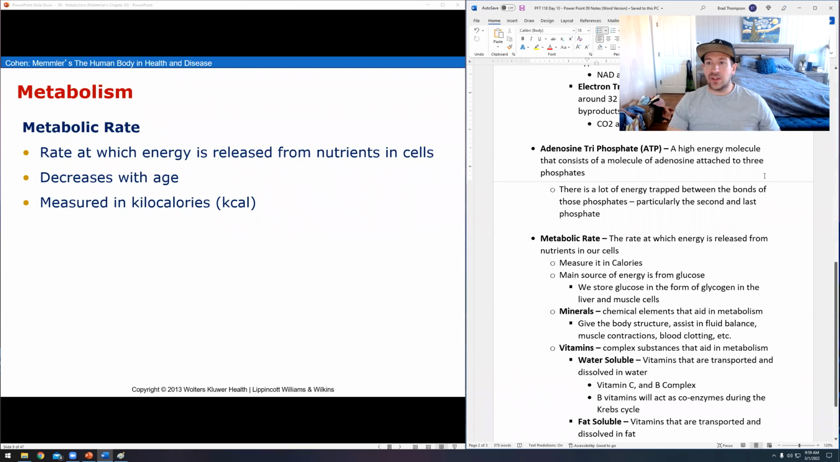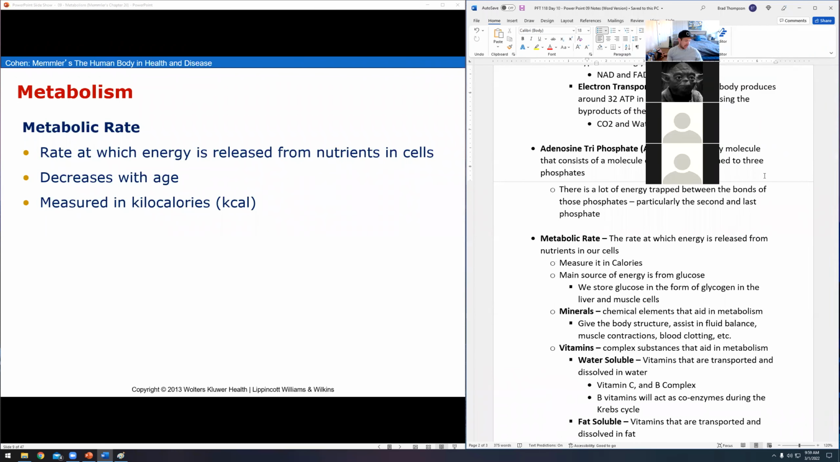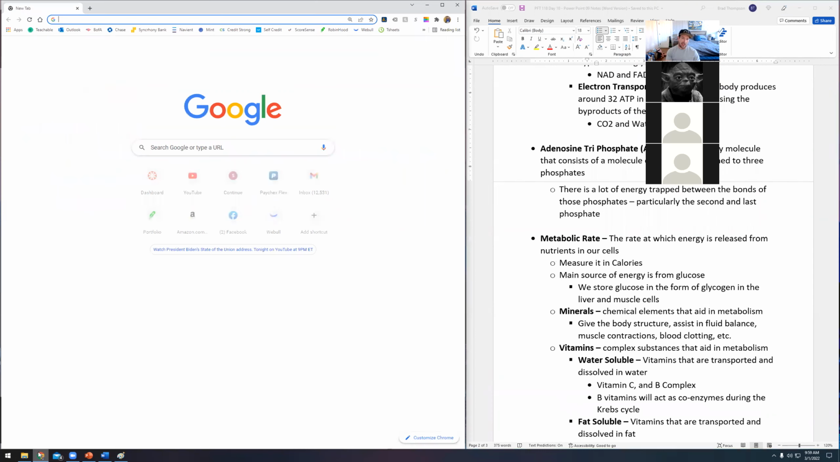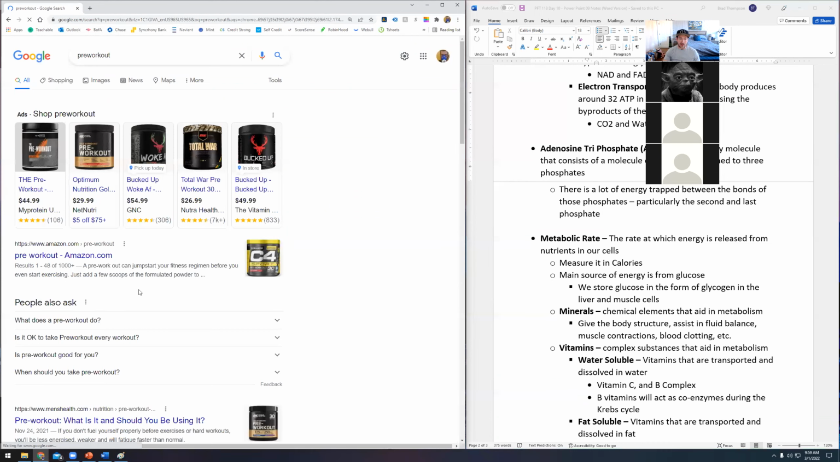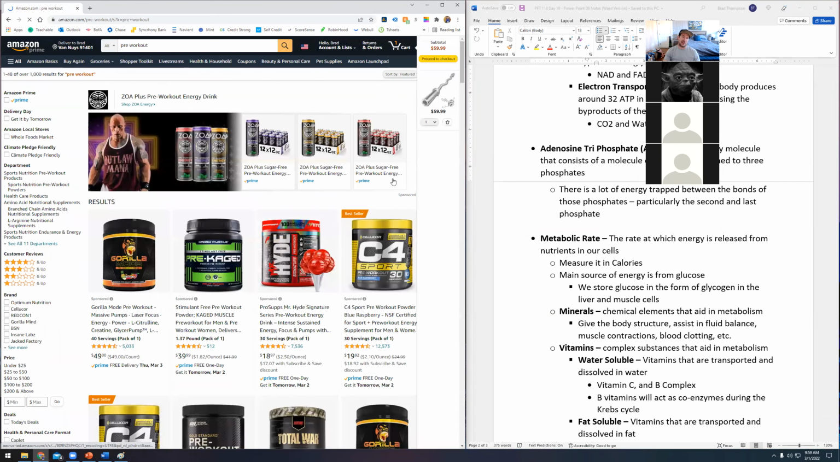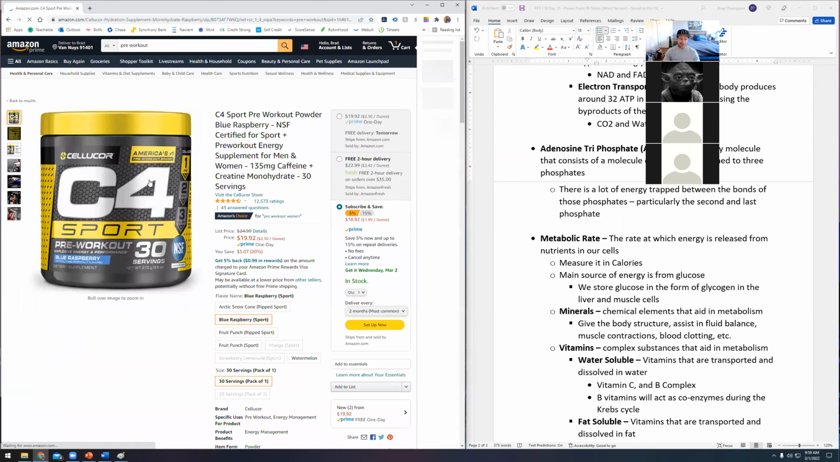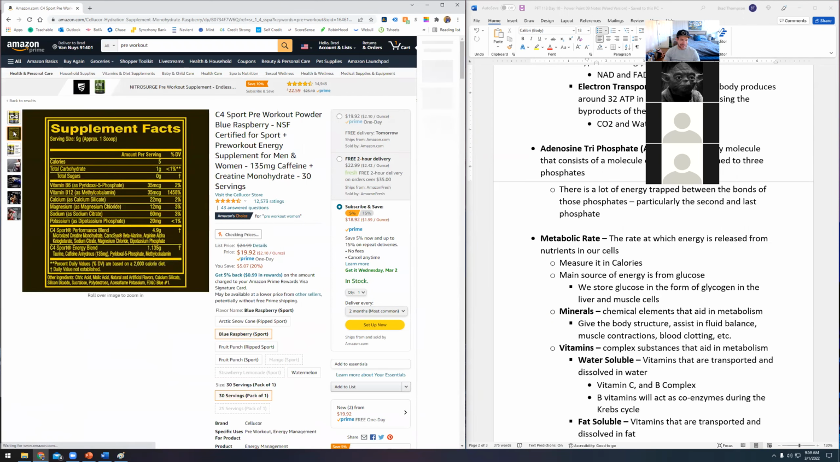And then there are other ones too, really quickly, just to address the other one, pre-workout. Pre-workout's always sold. You'll notice it's basically very similar. I'm going to get the pre-workout tab.